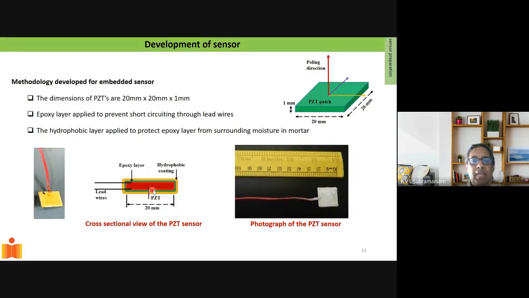So we apply an epoxy layer that's applied by spin coating. And then we have also coated it with a hydrophobic coating, which is just a few microns thick, to protect the epoxy layer, because the epoxy itself is sensitive to moisture. So to protect it, we spray a hydrophobic coating on top of this epoxy layer. This is the physical size of the PZT sensor that we have, and we can embed it into concrete and use it in those two modes that I was talking about.